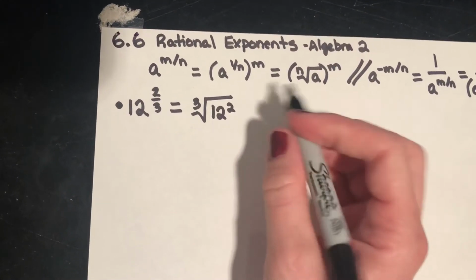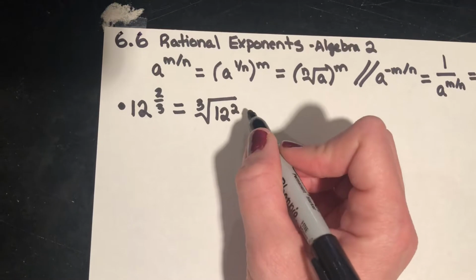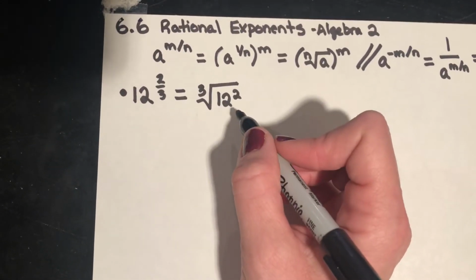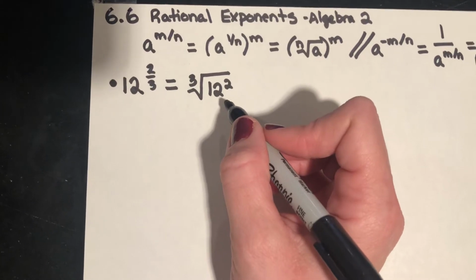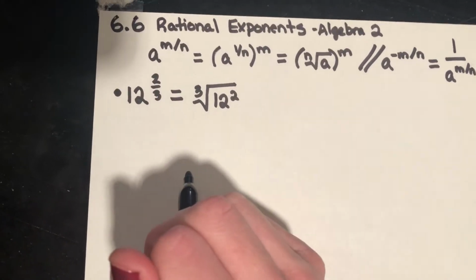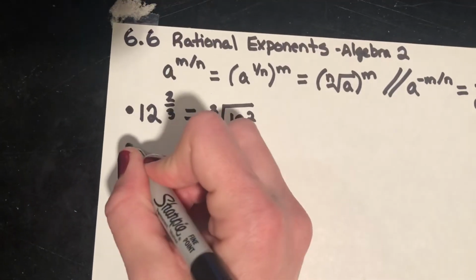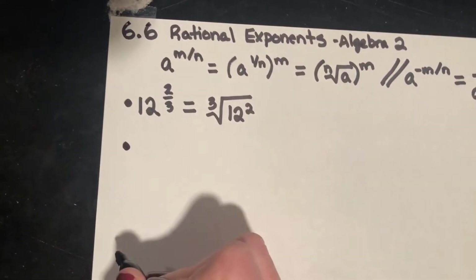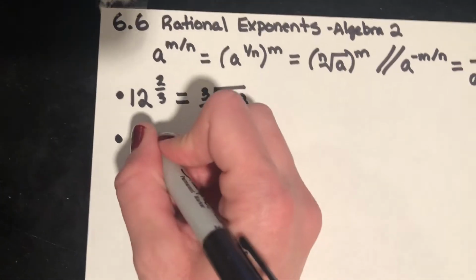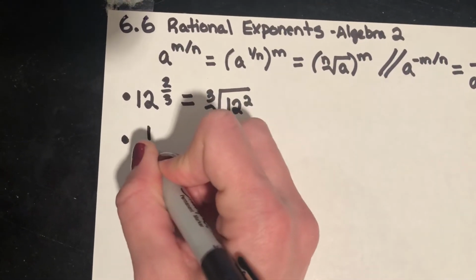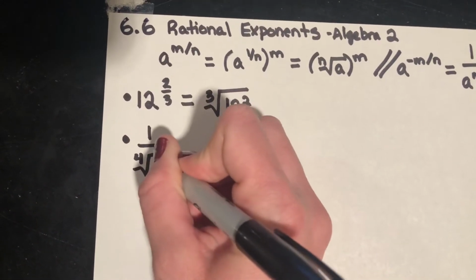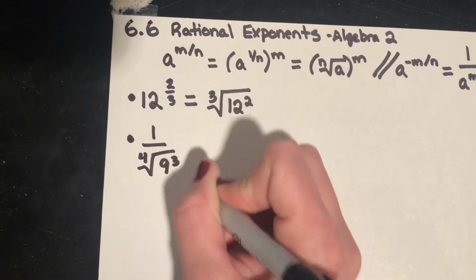All right, now we could simplify that, but in this case, just to show you, we just want to convert it from exponential to radical form and don't need to simplify. So actually, we're just going to leave it there right now. For our second example, we are going to convert it from radical to exponential form and not simplify. So I'm giving you the example of 1 over the 4th root of 9 to the 3rd.